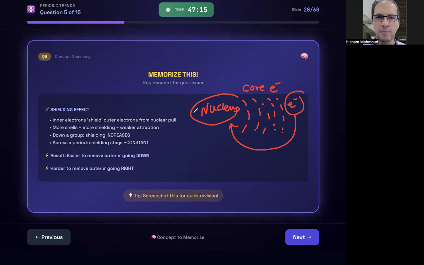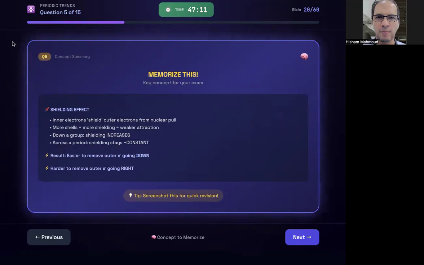Across the period, the shielding is the same because it's the same number of layers. Remember that there is no change in the period. So easier to remove outer electrons going down and harder to remove outer electrons going right means ionization energy increases.